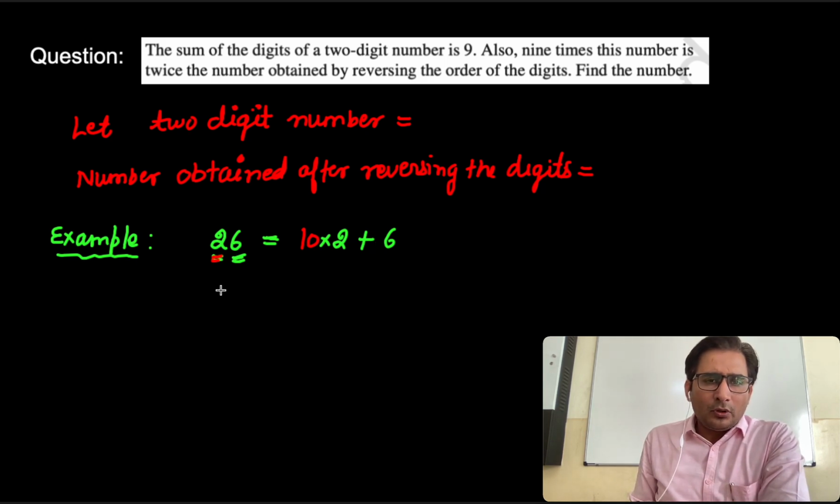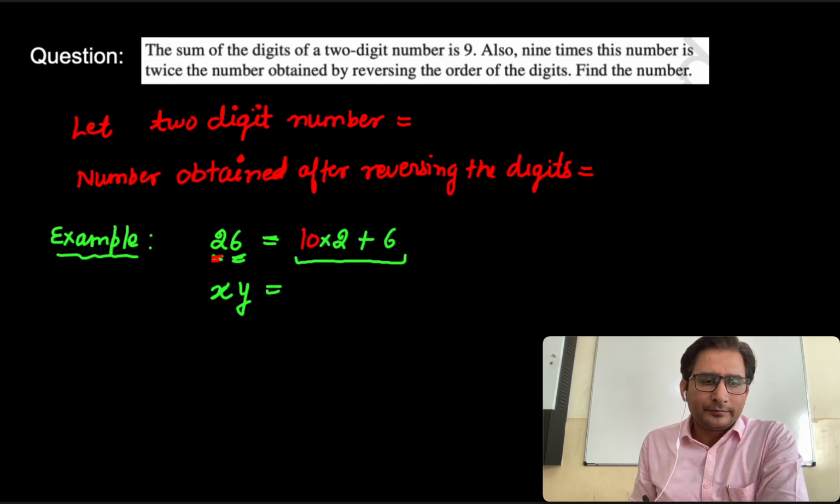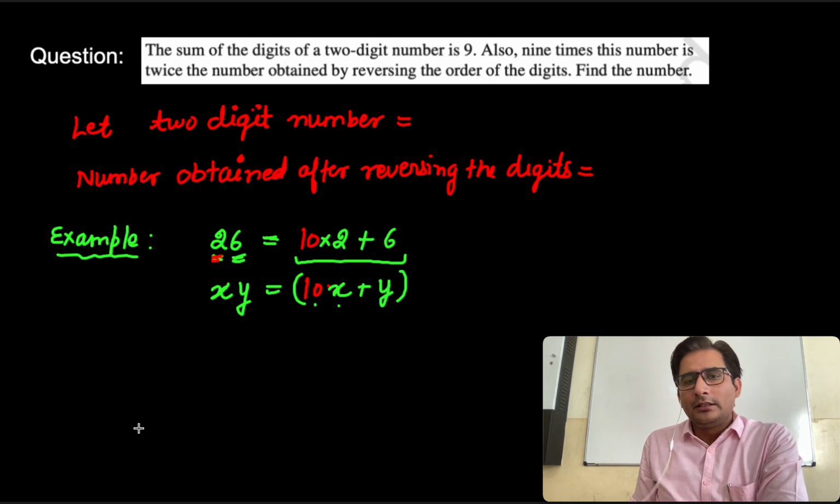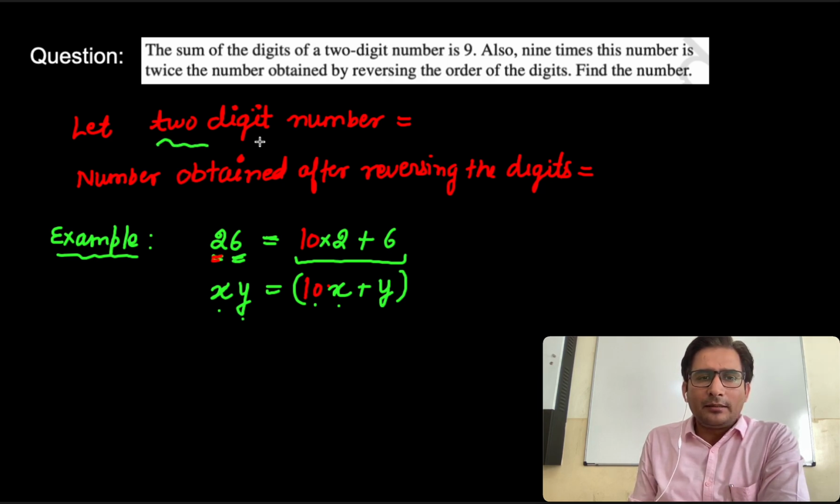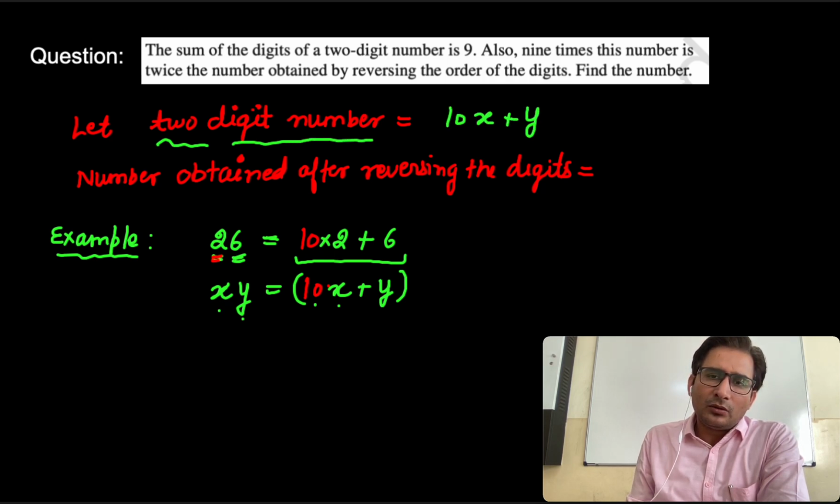Yes, okay. Suppose I let the number's 10's place be x and 1's place be y. So how can I write it in this way? Very good, 10x plus y. So a 2-digit number can also be written like this, 10x plus y. So 10's place is x and 1's place is y. So in this case, let the 2-digit number be 10x plus y.